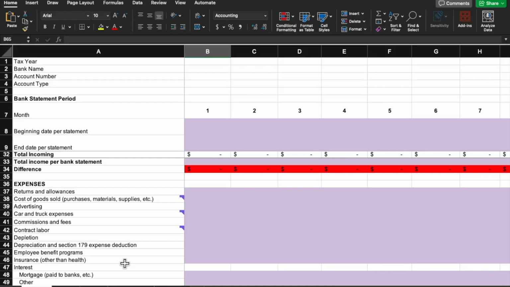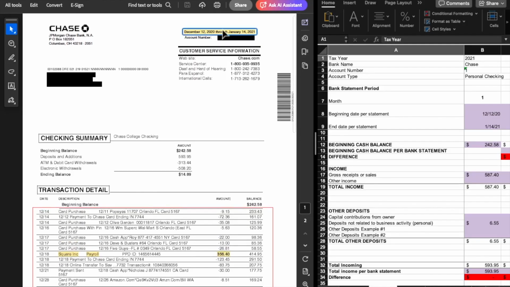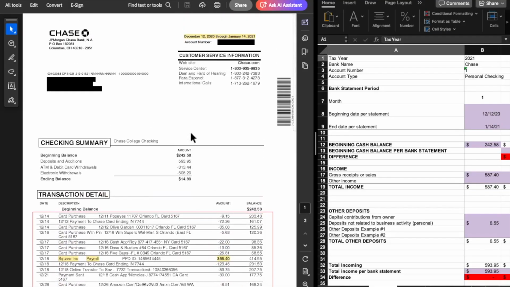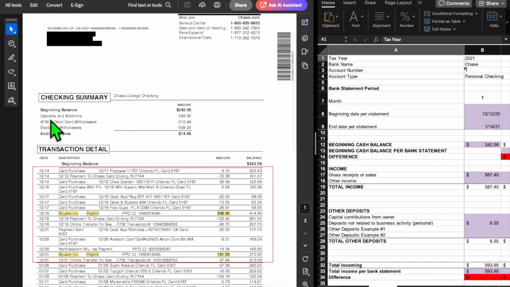So without further ado, let's go through an example here. This is a bank statement from a client that I worked on back in 2021. This guy was a photographer, just did some freelancing work. I blacked out some of his private information. But this is more or less what a typical bank statement would look like. It's going to have the period of the bank statement up here, transaction detail, a summary of the activity in the account. So everything that we need to put on this template.